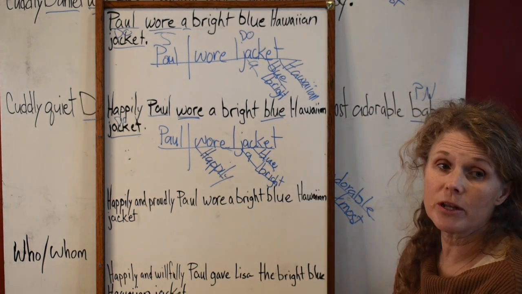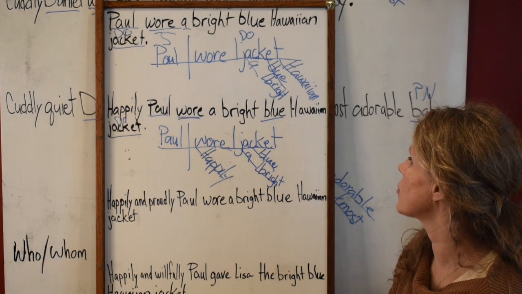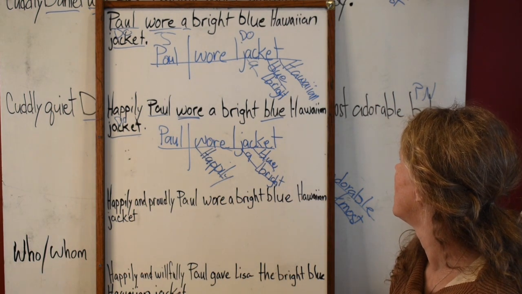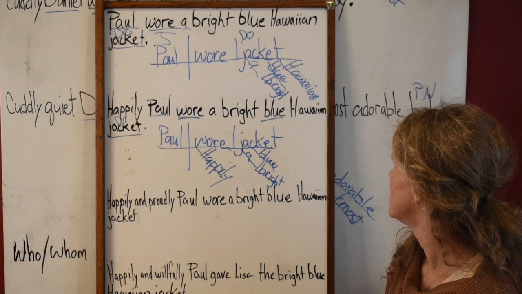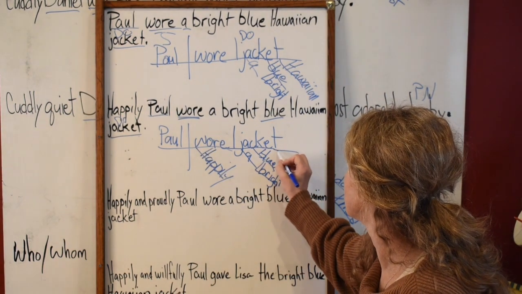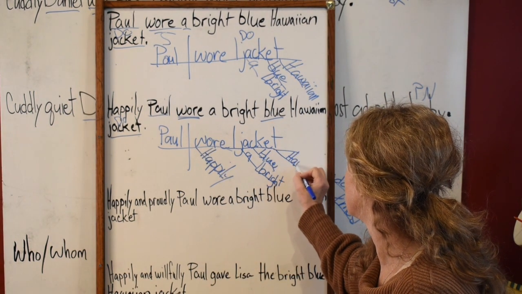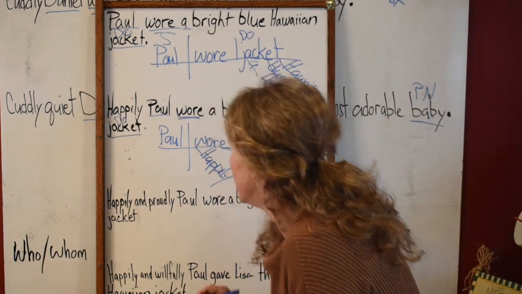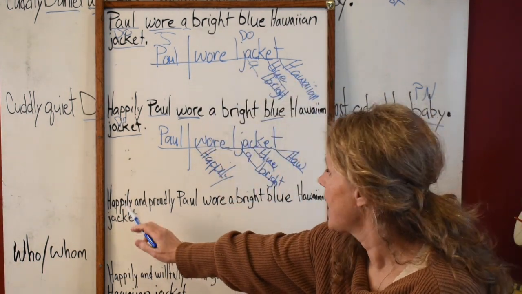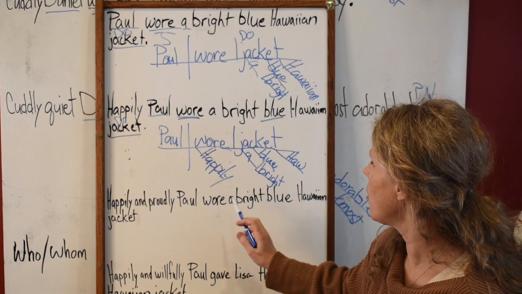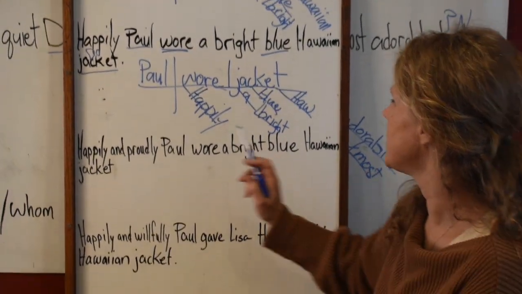Okay, and we have another adjective, Daniel, describing jacket. What is it? Hawaiian. Oh yeah, that's true. Okay. All right, now let's look at this one. Happily and proudly, Paul wore a bright blue Hawaiian jacket.